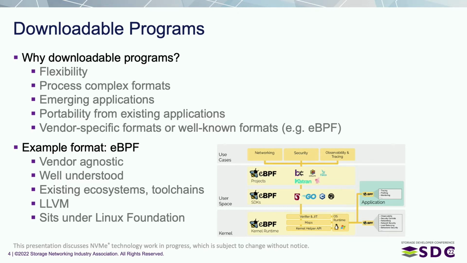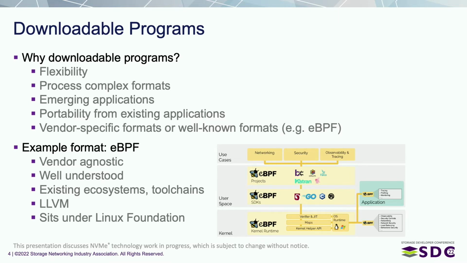And so when it comes to downloadable programs, the formats could either be vendor specific, so a particular vendor wants to offer something that only they offer, or we could also support well-known formats. eBPF is one, but there are other formats that could be supported as well. I think the idea is the format would have to be known in order for somebody to be able to write a program that can be downloaded to that device. So if you knew the device supported eBPF, you can write an eBPF program and know that if you downloaded that, it's going to work.